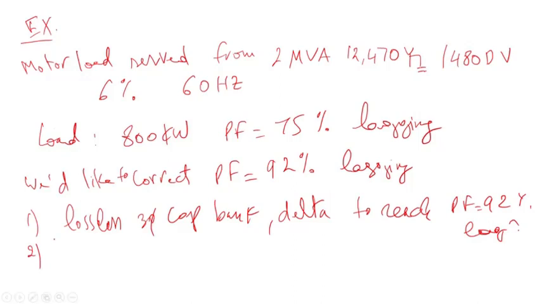So in order to correct the power factor from 75% to 92% lagging, what is the three-phase capacitor bank connected in delta that would establish this power factor? And we're assuming it's lossless, that way we don't have to deal with resistance. Practically, there's no such thing as a lossless capacitor bank, but the resistance is very, very small that you can ignore it. Question 2, what is the capacitance?